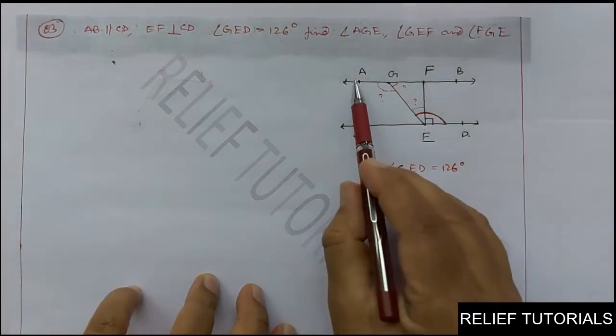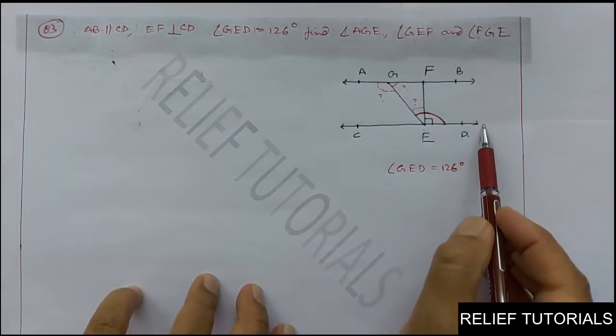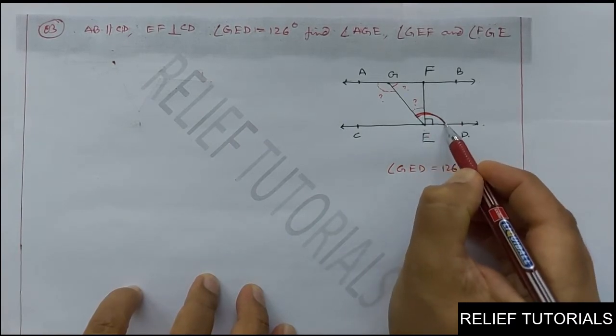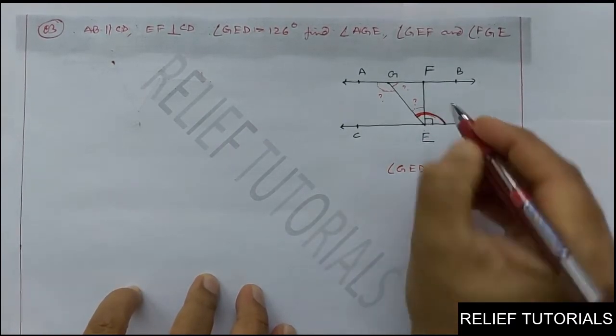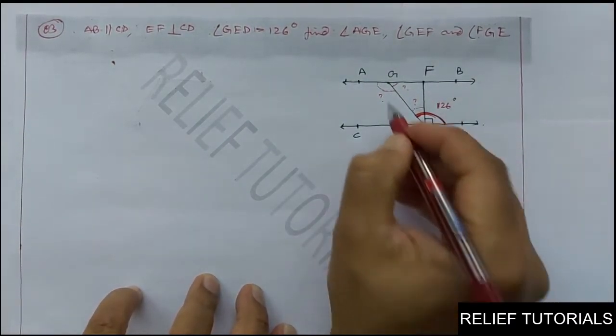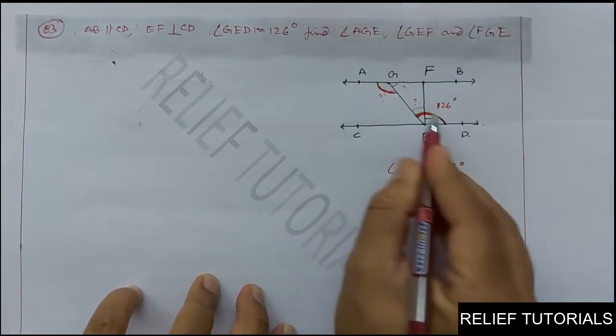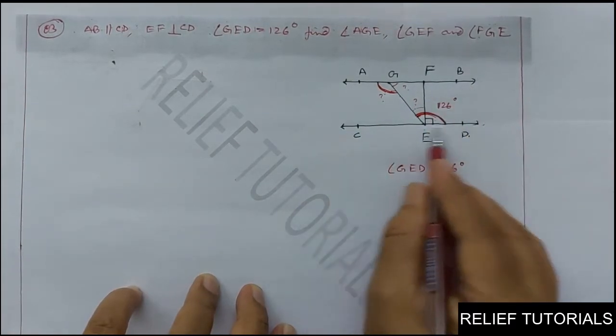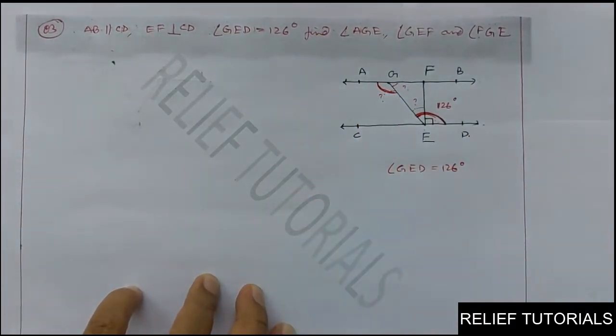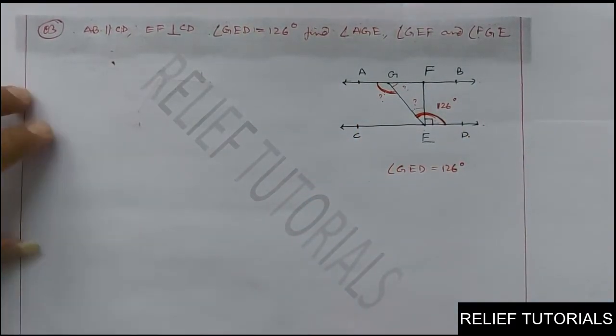Now if you look here, AB is parallel to CD, and this angle is given 126 degree. Clear? 126 degree. So this also will be 126. Why? Because these two are alternate angles. So AB is parallel to CD and GE is the transversal. So we can write here solution.